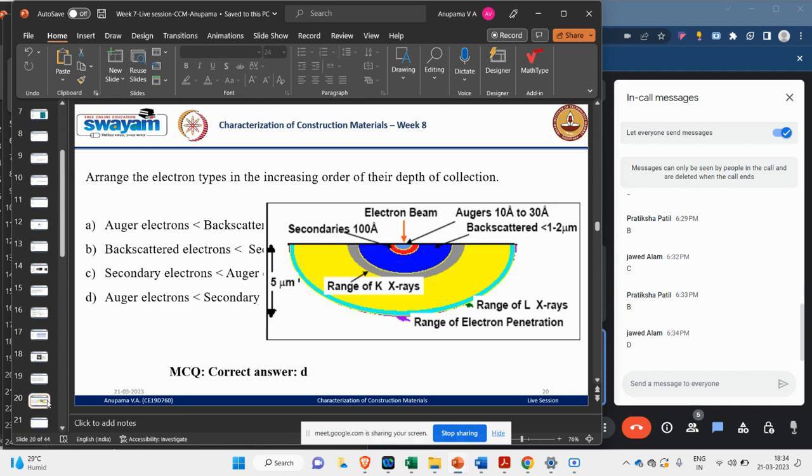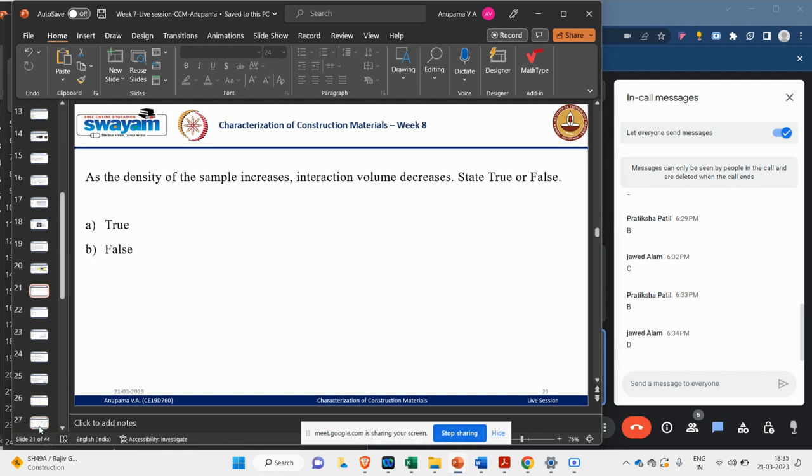Let's move to the answer. The correct answer is option D, as Javed rightly said. It is auger electrons less than secondary electrons less than backscattered electrons. Backscattered electrons are taken from a higher depth. So the least is auger electrons. Let's move to the next one.